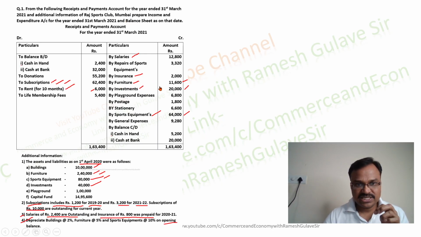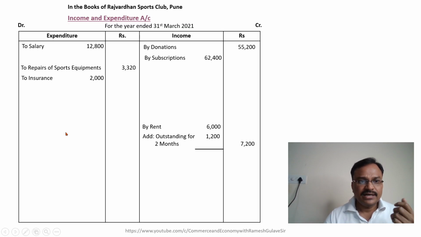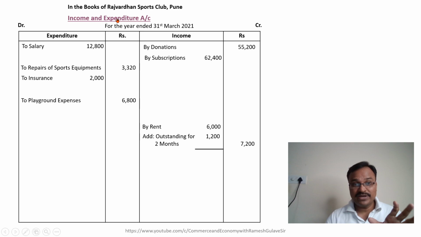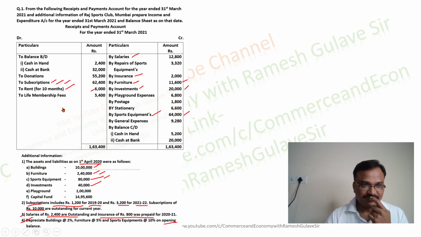After furniture and investment, the next point is playground expenses. So we know that playground expenses are revenue expenditure and those are recorded on the debit side of the income and expenditure account. So, to playground expenditure. Here we have to keep a place for insurance because there is an adjustment on the insurance. Right. So friends, in this way you have to organize the solution of your final account problem on the charitable trust, right? Okay, after playground expenditure, next is postage 1,800, and then the next point is stationery 6,600.